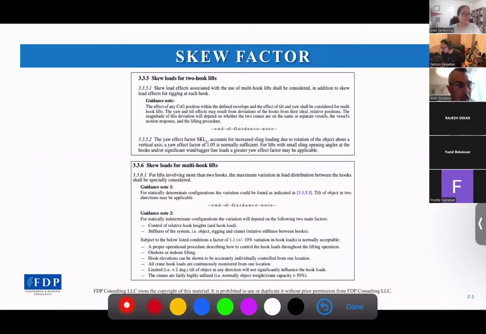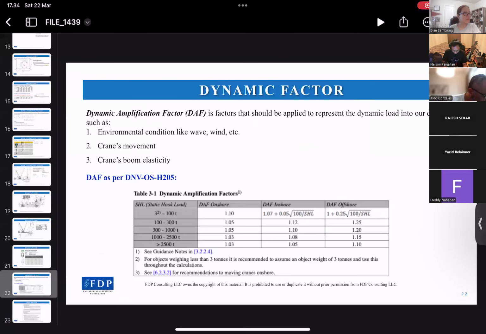Yes. Before we pass to the next slide, please can you explain when to use onshore, offshore, inshore, please? What does onshore mean?